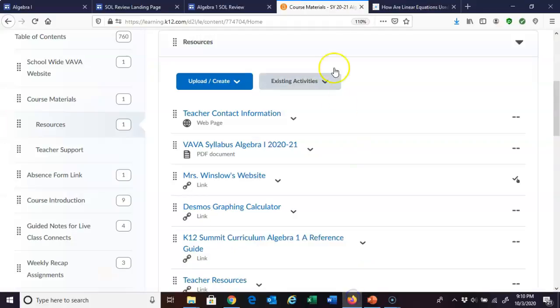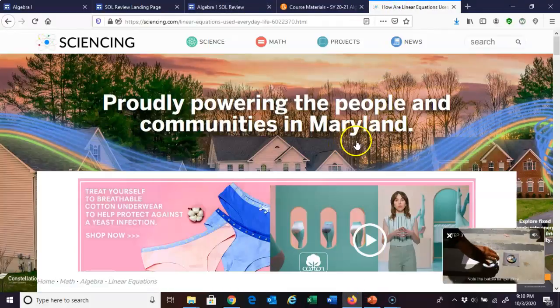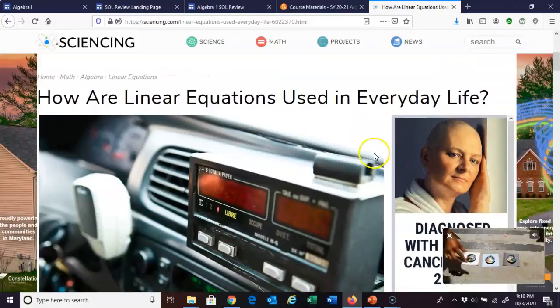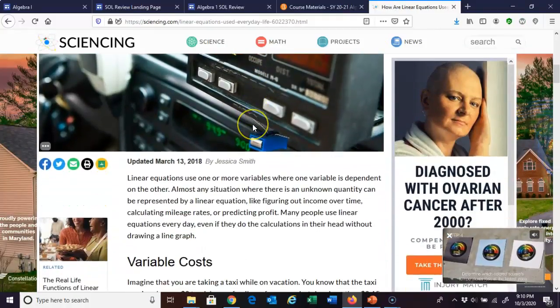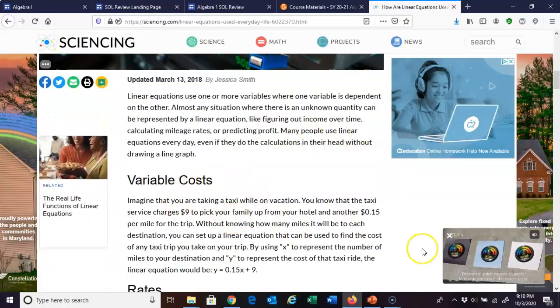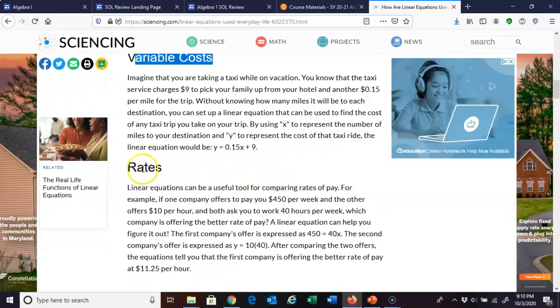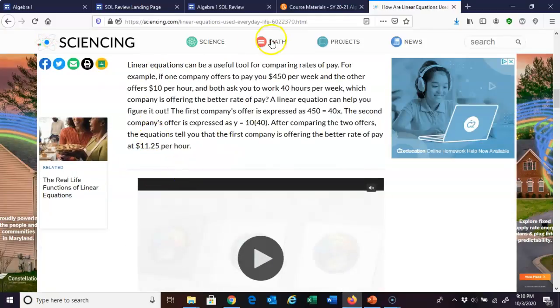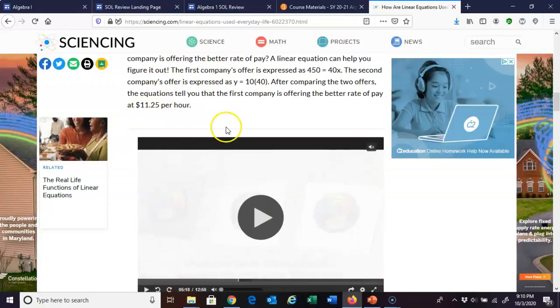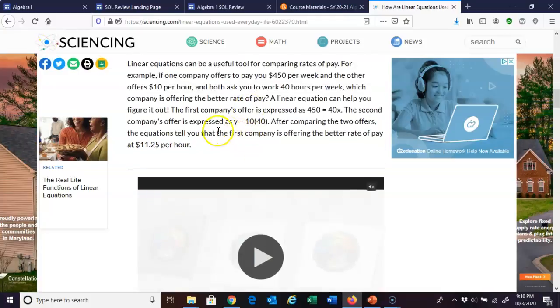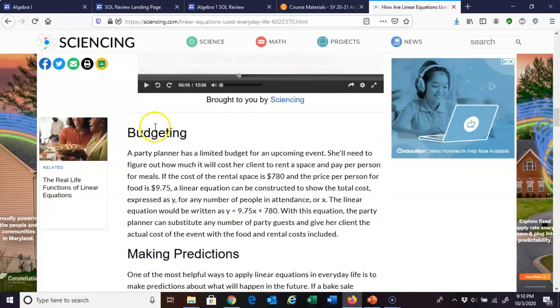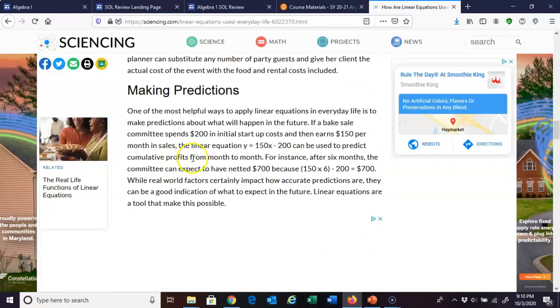I'm going to show you guys what this website goes to. Some examples of linear equations used in everyday life. So you can see here we have some cost equations. We have rates. So like, looks like this example is talking about how much someone would get paid for working. So maybe you guys do chores and you have a rate, or you get an allowance. Budgeting, making predictions. That's one of them, definitely. I was just going to say that's one of the most helpful ways.